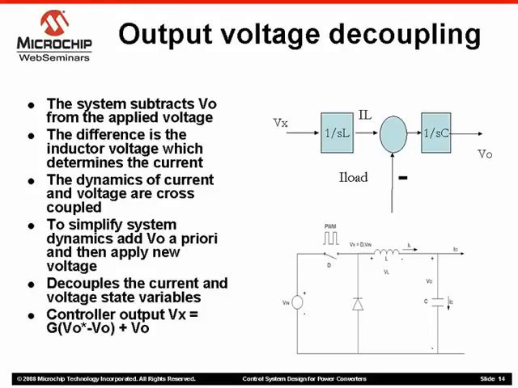The system subtracts V0 from the applied voltage Vx. The difference, which is the inductor voltage, ultimately determines the inductor current. The dynamics of the current and voltage are cross-coupled. So to simplify the system dynamics, we add V0 a priori and then apply the new voltage. So instead of Vx, the applied voltage being just error times a gain, we add V0 there. This simplifies the system to the figure shown here, and it allows the mathematical analysis to be more intuitive.